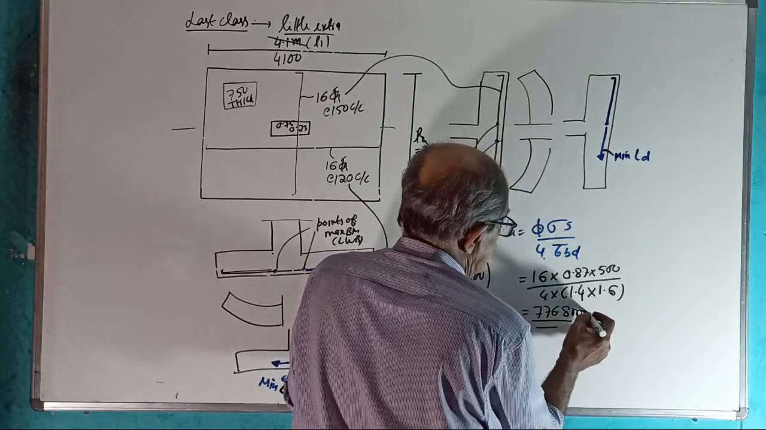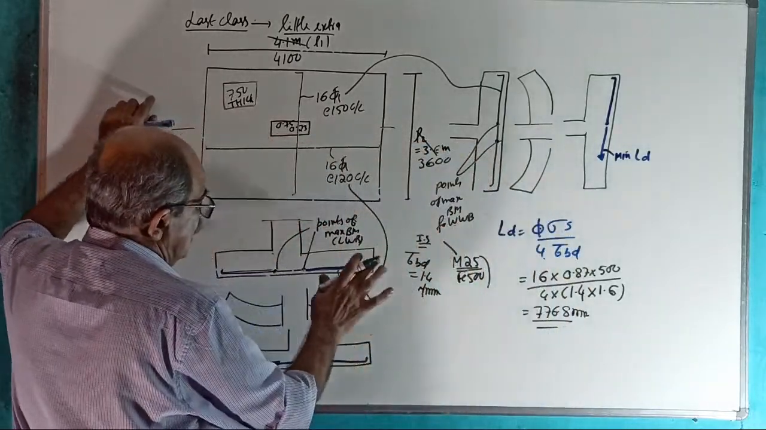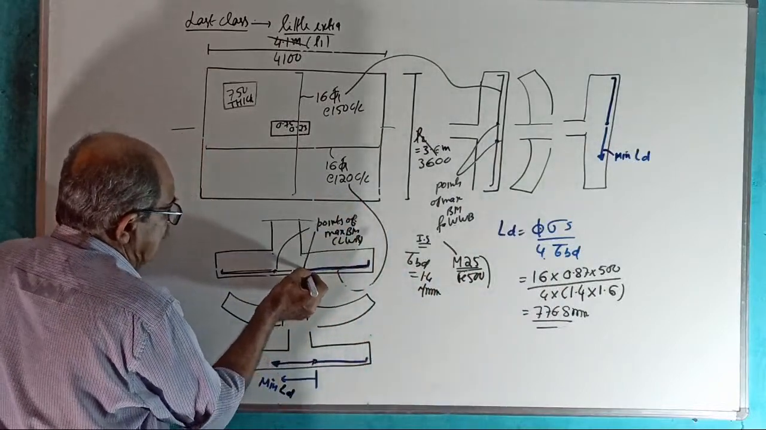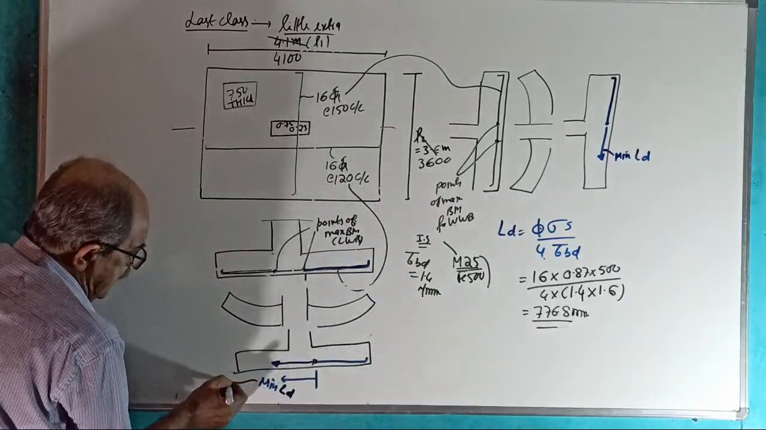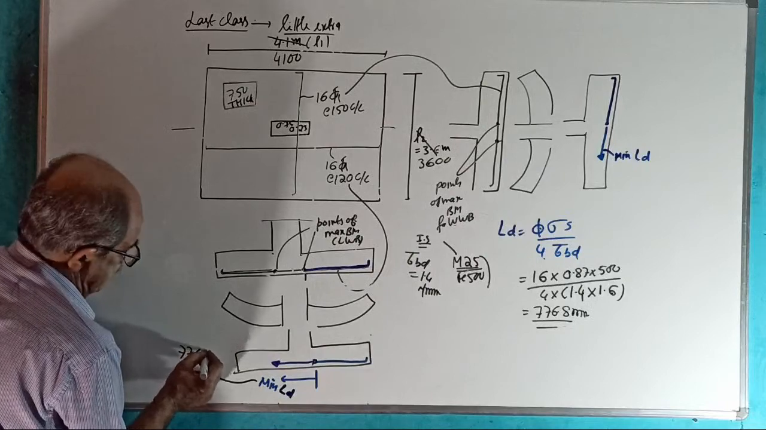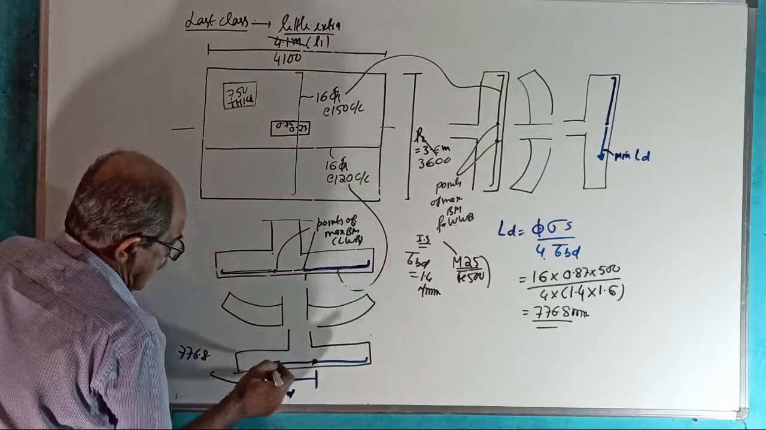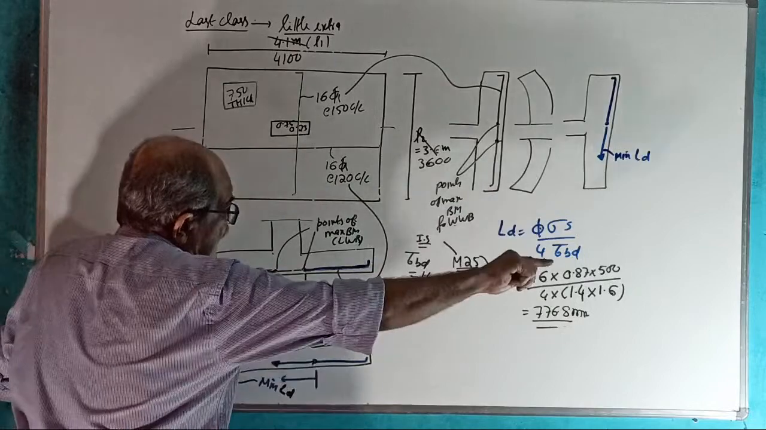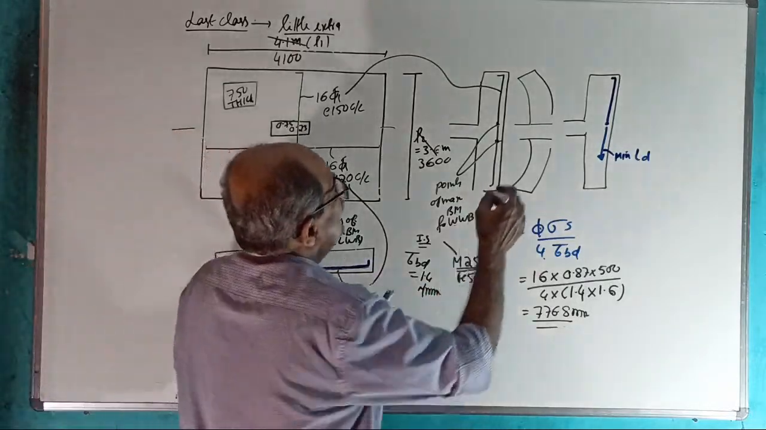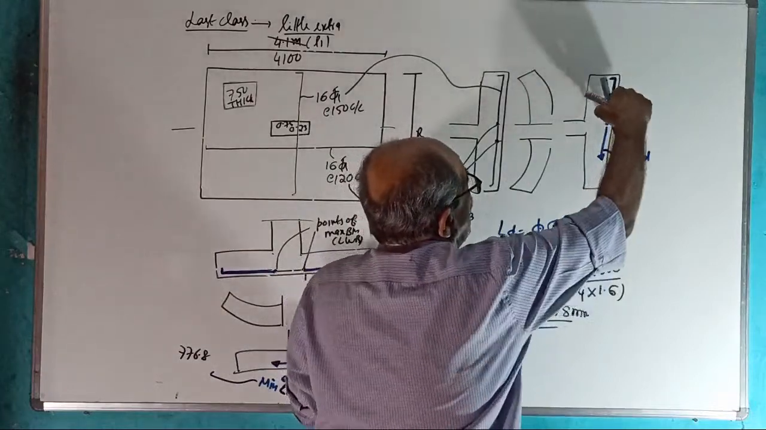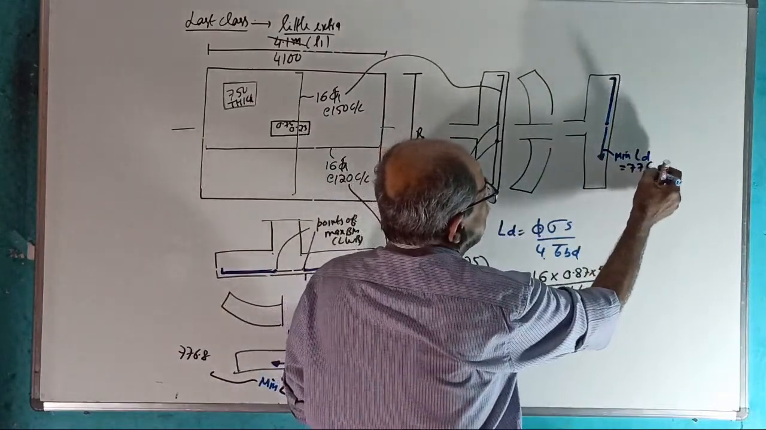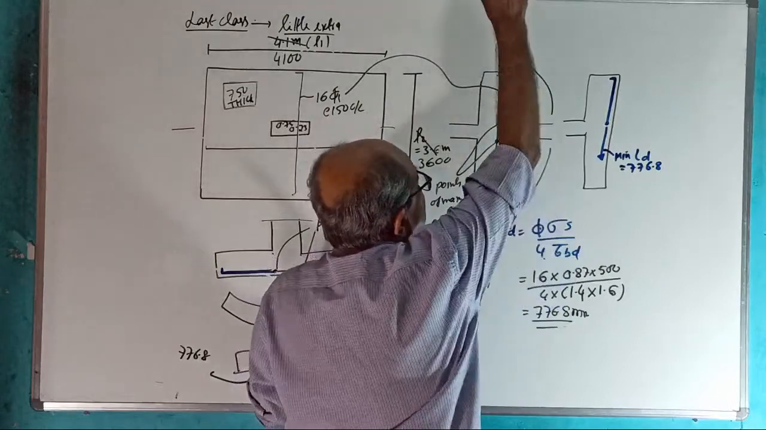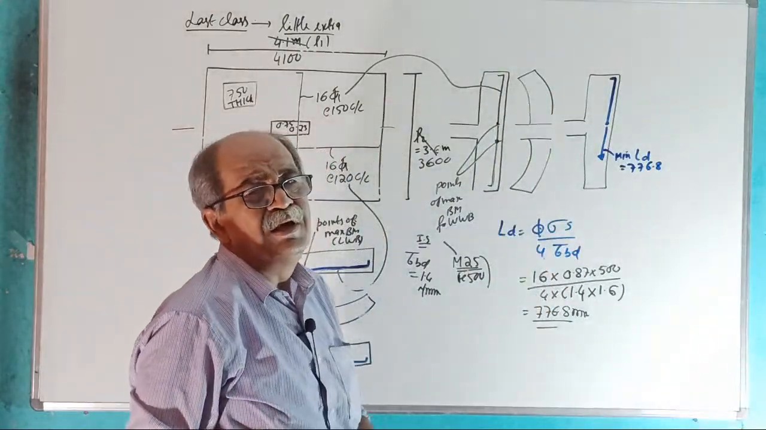776.8 millimeter. Therefore, remember, now I will remove all this. You should write this. This bar should extend from here, this side, by a minimum of 776.8. Same way, this bar, you write one more sketch, should extend this side by a minimum of 776.8. This bar from here should extend this side for a minimum of 776.8, because both are 16 torr. Same way, this bar should extend that side by a minimum of 776.8. Minimum. You can extend more.